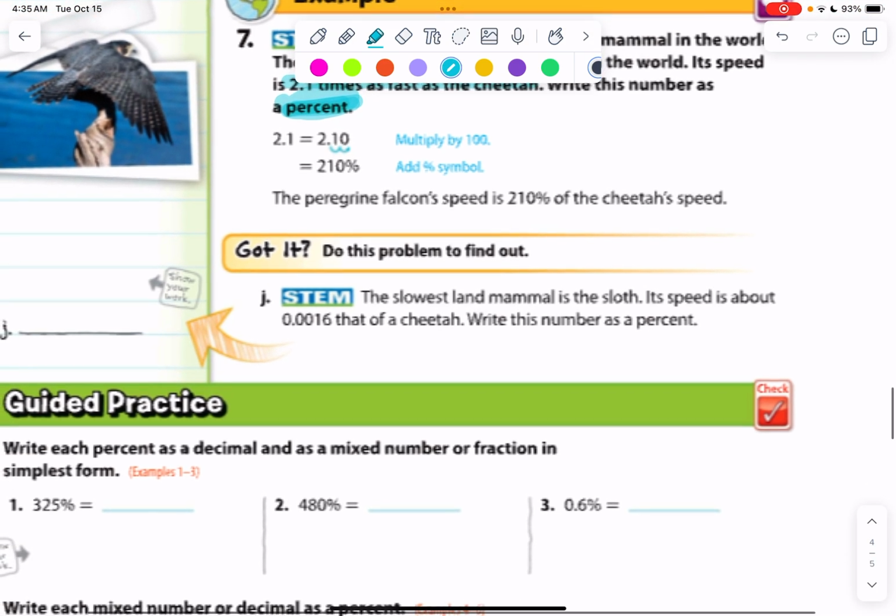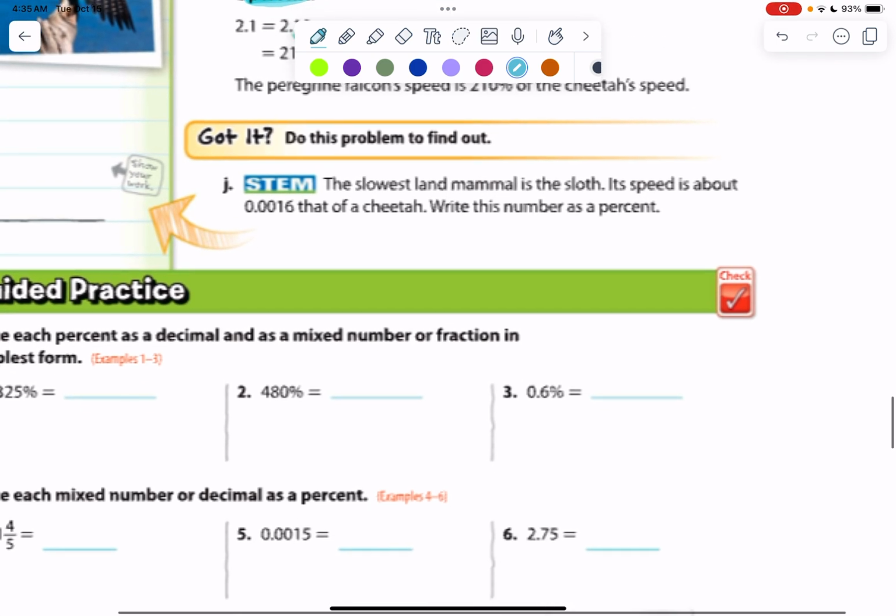Move the decimal, right? 1, 2, 210%. How about the slowest land mammal here? Oh, yeah, of course, the sloth. I thought it was me, but no.